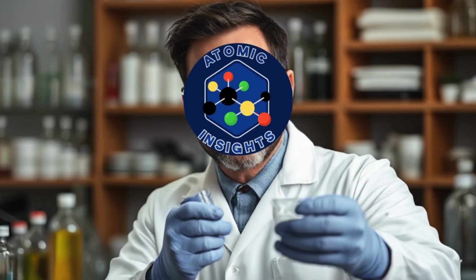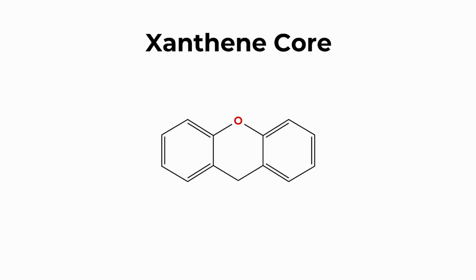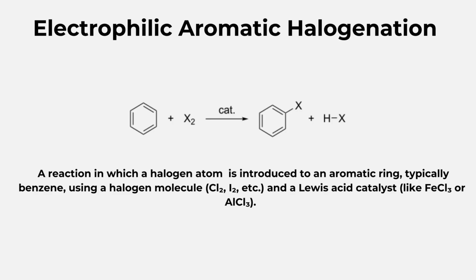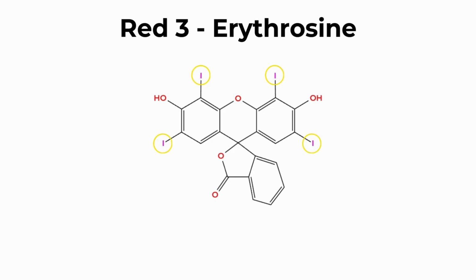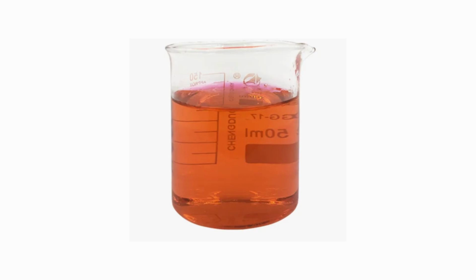The synthesis of Red 3 is a multi-step process that begins with the creation of the xanthene core. Once the xanthene core is in place, iodine is introduced to the aromatic rings through electrophilic halogenation, where iodine atoms are added at positions 2, 4, 6, and 8 to enhance conjugation and light absorption, giving the dye its vivid color and stability. After halogenation, sodium hydroxide or sodium carbonate is used to form the sodium salt, making the dye water-soluble. The final product is purified.